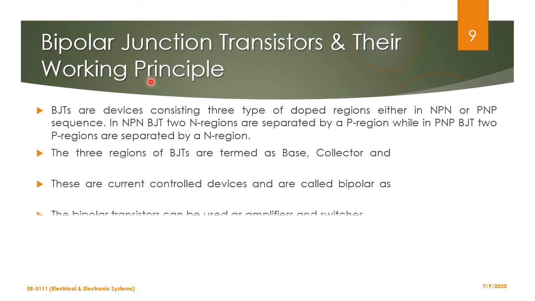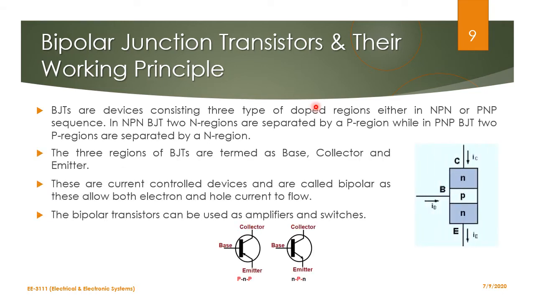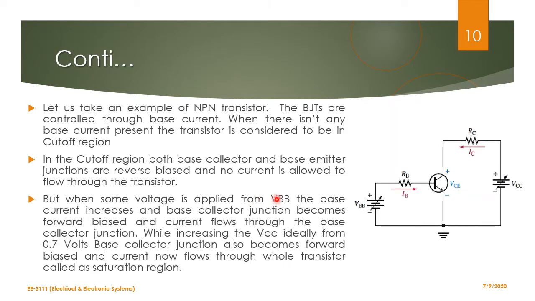BJTs are devices having three doped regions. These can be either NPN or PNP depending on construction. These have three terminals: base, collector, and emitter, and these are current controlled devices. In the BJT working principle, when current is applied from the base side, it allows current to flow through the collector and emitter, while when current is not applied from the base side, the BJT doesn't allow current to pass through the collector and emitter terminals.